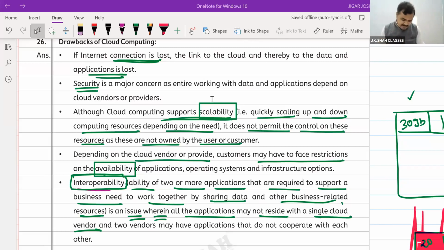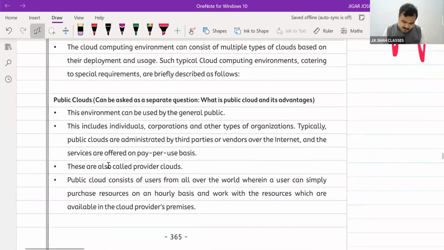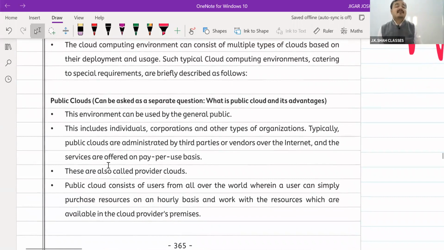See this. Types of cloud. How many types of cloud do we have? Four. Number 1, private. Number 2, public. Number 3, hybrid. And number 4, community. Yes or no? Yes. First, by default, we will always consider which cloud? Public cloud. So let's see the explanation of public cloud right now in front of us.